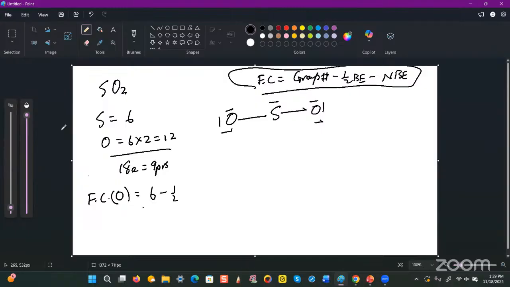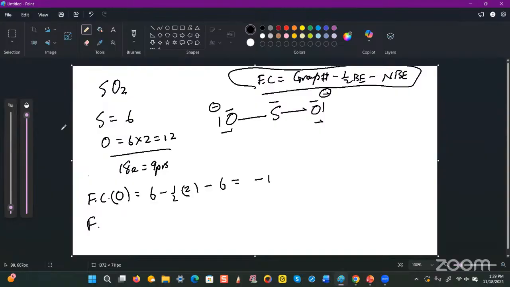6? No, that's 3. Look at the structure. 1, 2, 2, exactly. And then what's the number of non-bonding electrons for each oxygen? That's 6. So this works out to be -1. So what that means is that each oxygen here has a -1 charge.